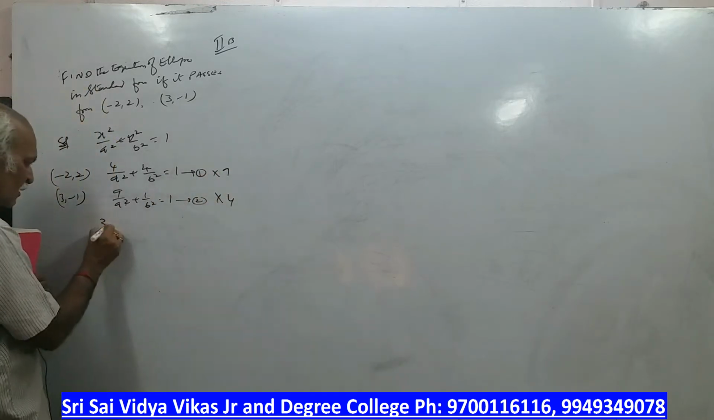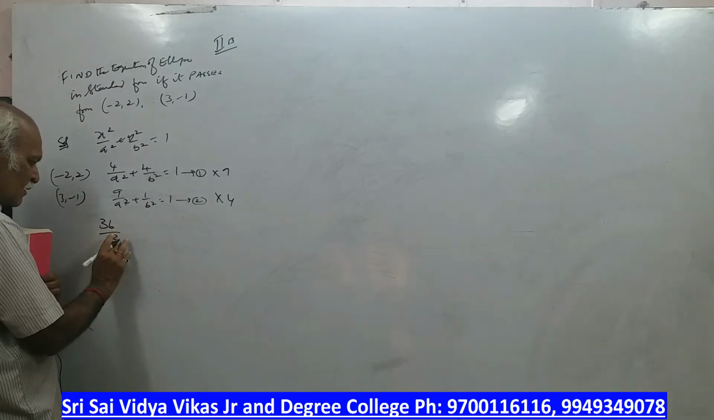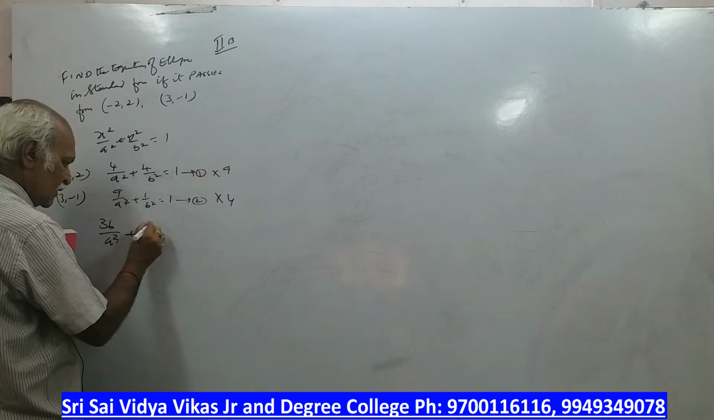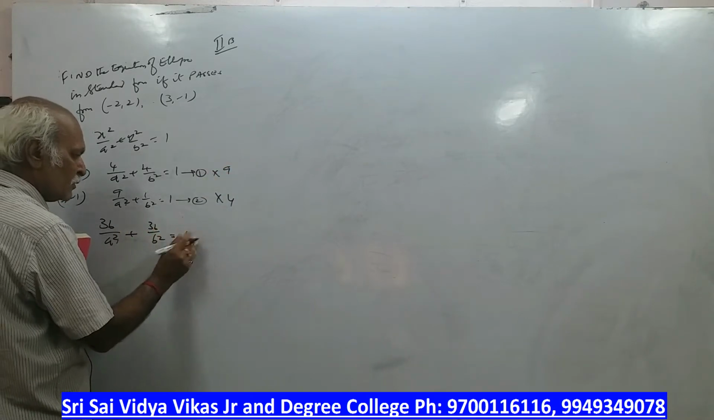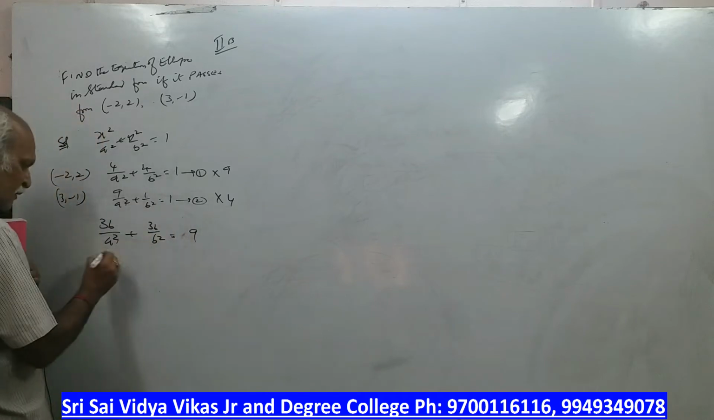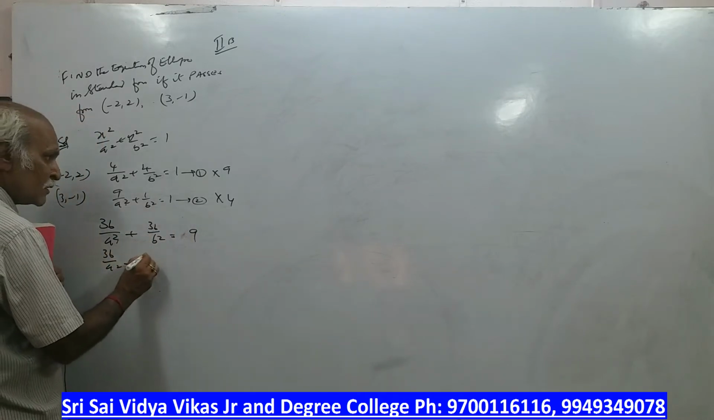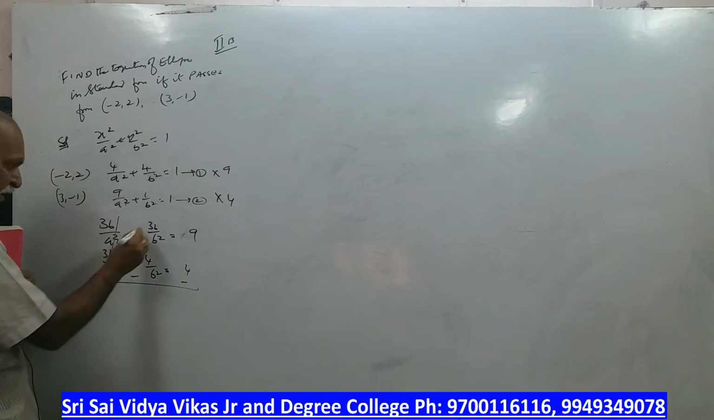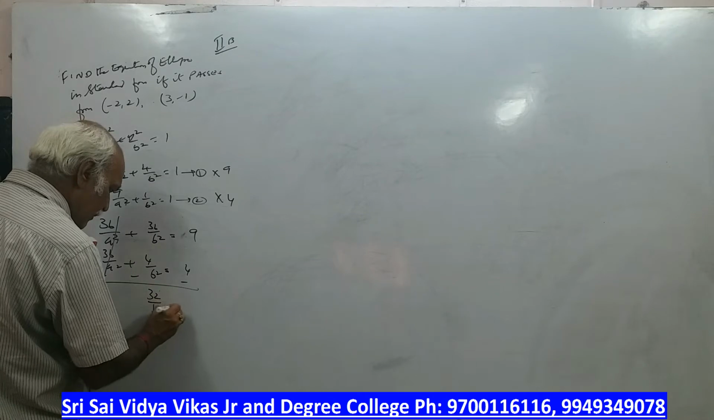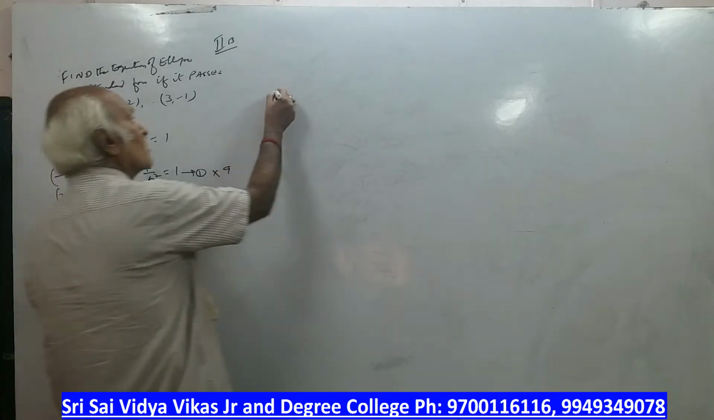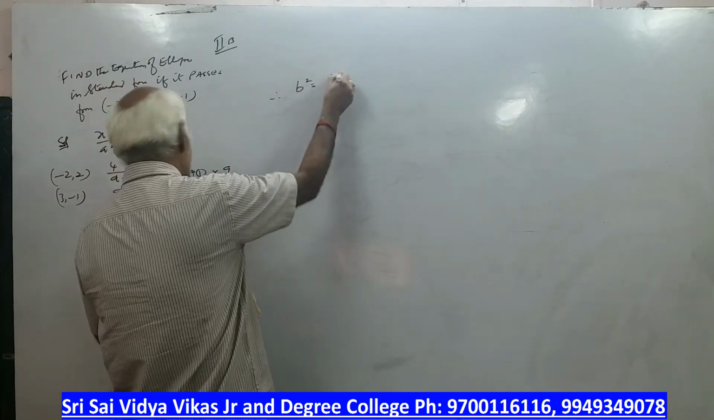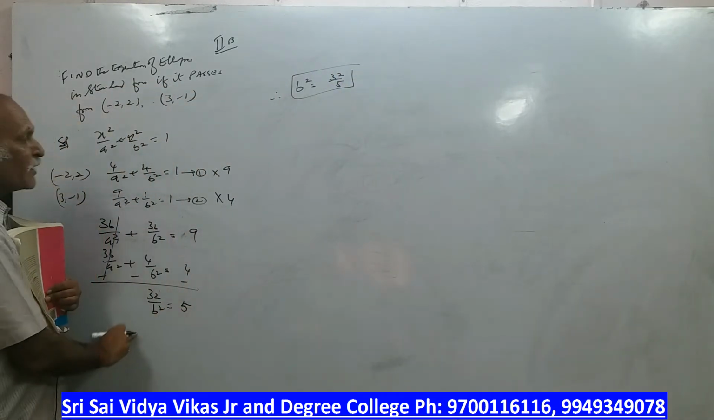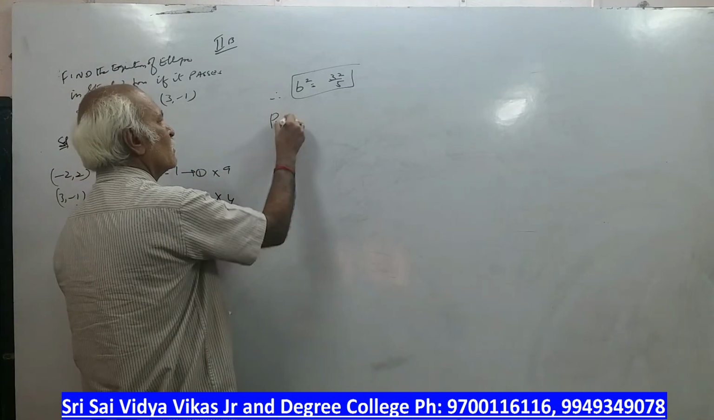So multiply first equation by 9, second equation by 4. So what will happen? 36 by a square plus 36 by b square is equal to 9. Then here 36 by a square plus 4 by b square is equal to 4. Subtract. This will get cancelled. 32 by b square is equal to 5. Therefore, b square is equal to 32 by 5. Right? We got b square. Just cross multiply. b square will come here, 5 will come. Now put in first equation.